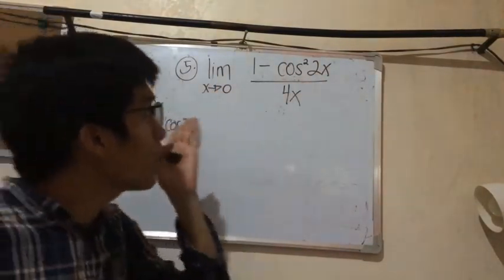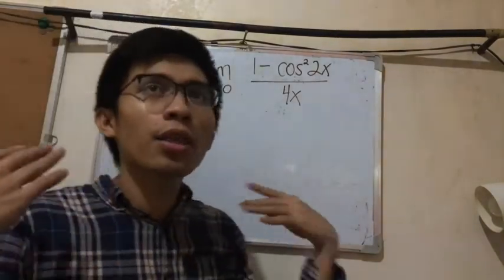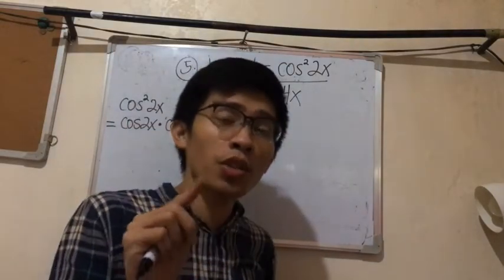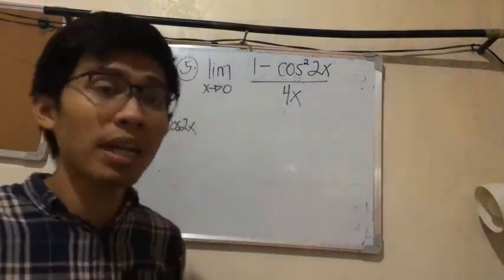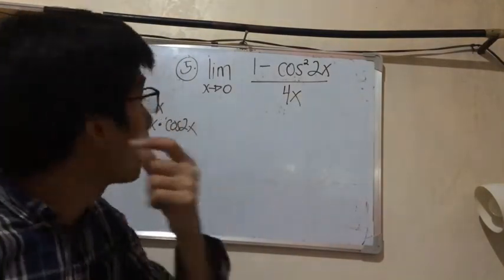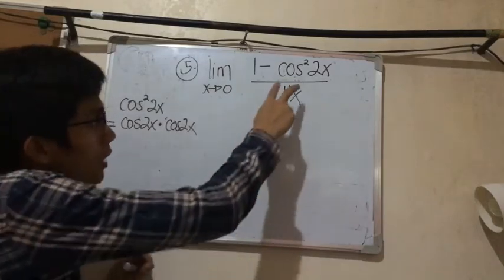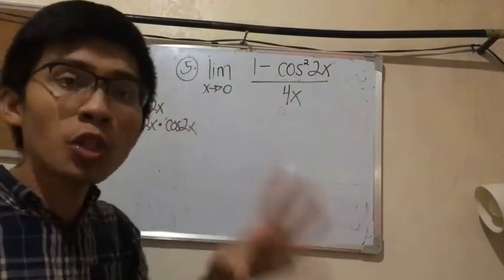So you can observe the one way to make the theorems useful is only the function of cosine, the limit of 1 minus cosine x over x as x approaches 0, that is 0. That is only applicable in this example. But how are we going to use that one? Take note that cosine squared 2x is a perfect square. And 1 is also a perfect square.